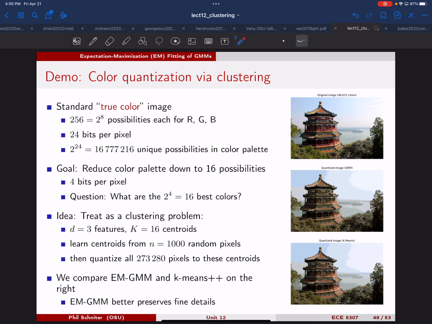But let's say that for whatever reason, we want to do compression. So we don't want to use 24 bits per pixel. I want to compress this color image down to 4 bits per pixel. That means I will only be able to create 16 colors. I want to represent this with 16 colors, but I don't know what my 16 colors are going to be. I'm going to pick those depending on the image. So we can think of this as a clustering problem. We can think of our feature vectors as d equals 3 features. Every sample is going to be 1 pixel in this image, and it's going to have 3 values.